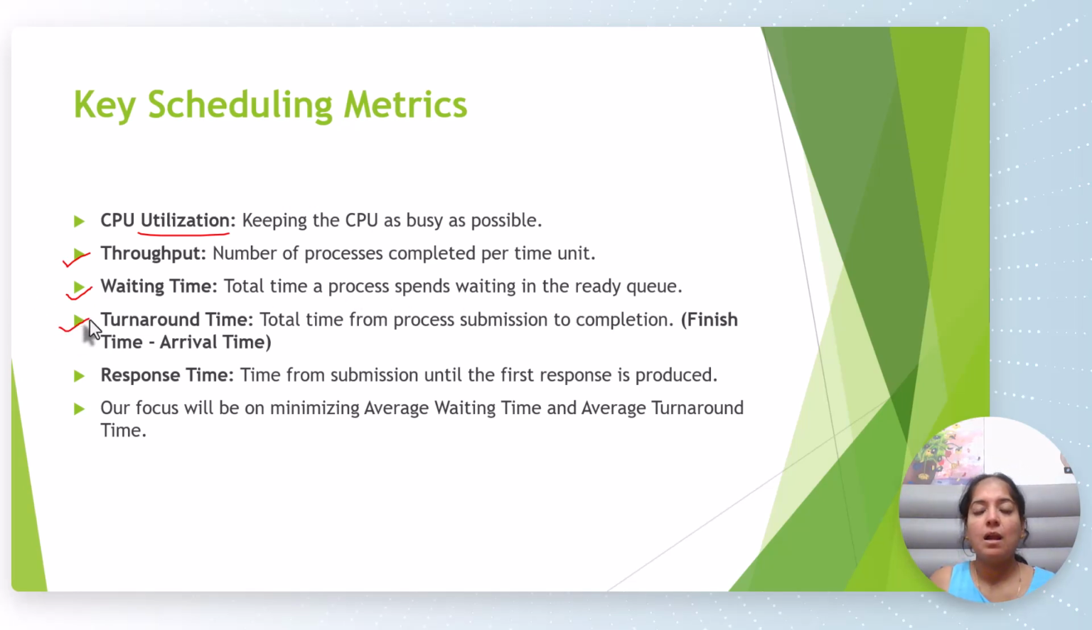Turnaround time. A process enters the ready queue or ready state and then the process completes. The total time, that is called the turnaround time. Like the total time for the process completion, including all the input output waiting time and everything. So it is calculated by finish time minus arrival time. Response time. Time from submission until the first response is produced. As soon as your process produces the first response, that is called the response time.